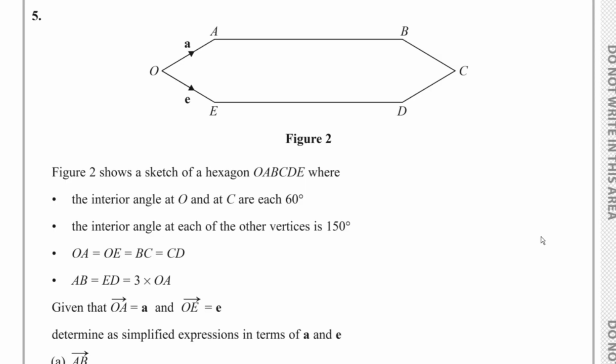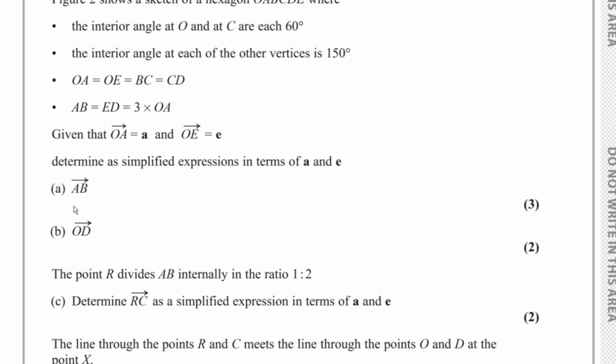Question number 5. Figure 2 shows a sketch of a hexagon OABCDE where the interior angles at O and at C are each 60 degrees. The interior angle at each of the other vertices is 150 degrees. OA equals OE equals BC equals CD. AB equals ED equals 3 times OA. Given that the vector OA is equal to a and the vector OE is equal to e, for part A we have to determine the vector AB.